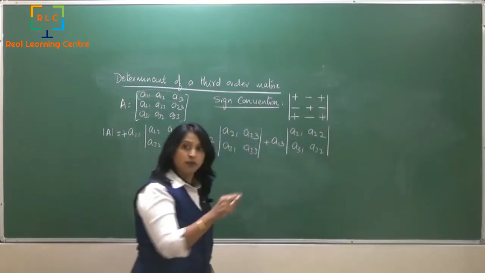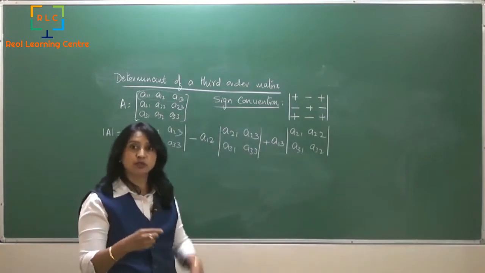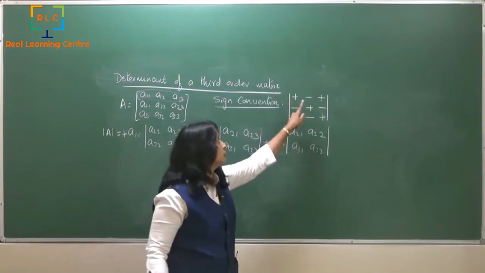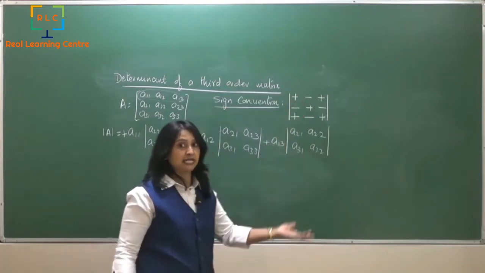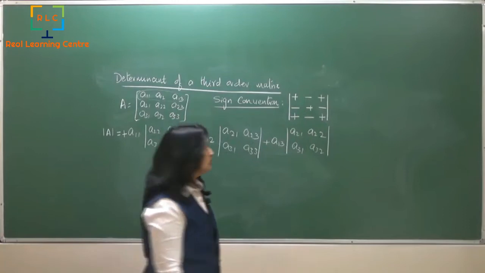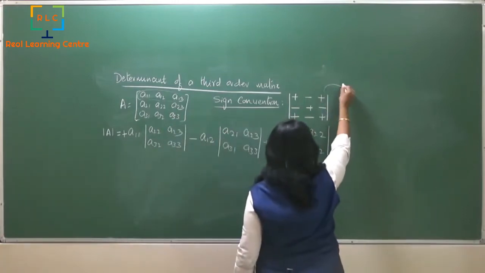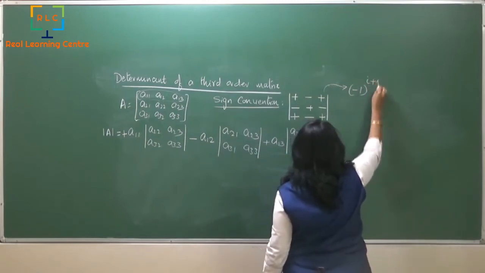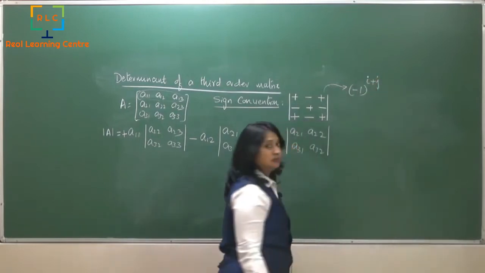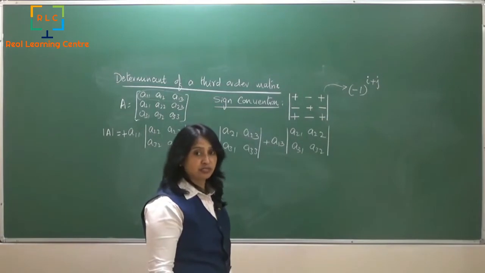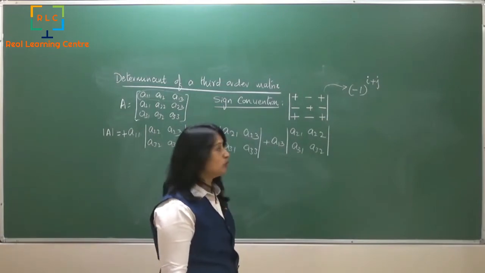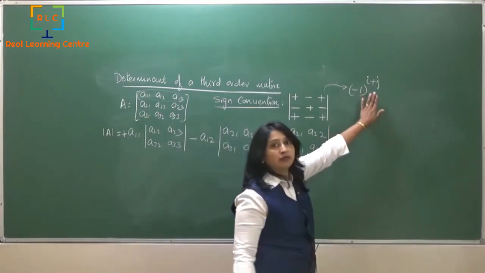And just because it is alternating plus and minus, you can't take it the way you want. You cannot start from minus here. This place cannot have minus, or this place cannot have plus. Now why is it like this? What is it based on? This is based on the formula minus 1 to the power of i plus j. So the sign of each place in this determinant will be equal to minus 1 raised to the power of i plus j.